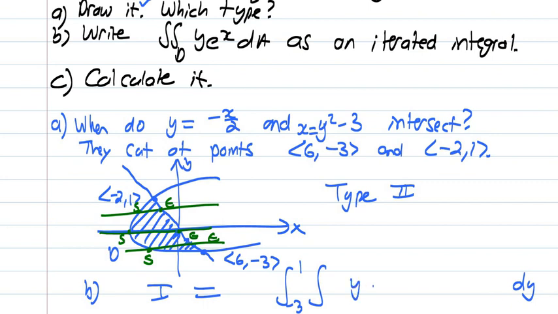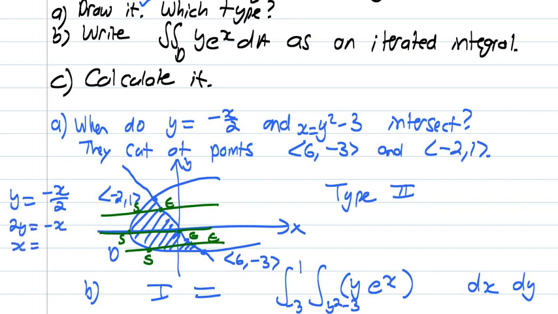The integrand is y e to the x, so that we can't change. And so the one before it should be dx. Now we need to know where x starts: on the parabola. The equation of the parabola is x equals y squared minus 3. And where does x end? x ends on the straight line. We have y equals minus x over 2, so 2y equals minus x, and so x equals minus 2y.